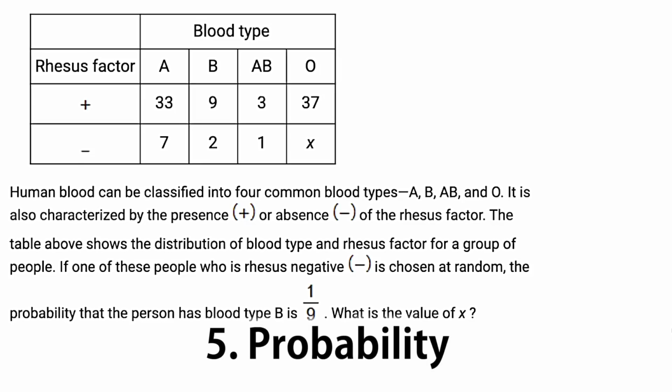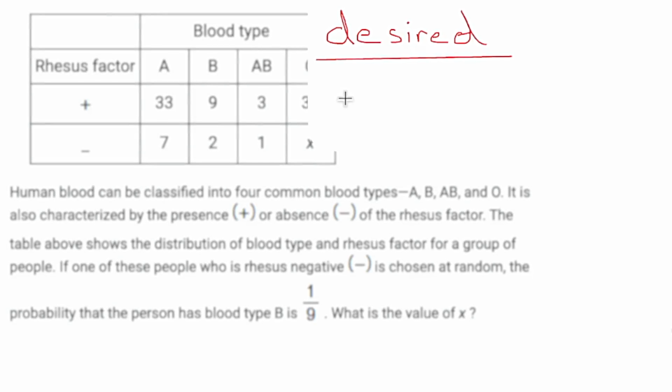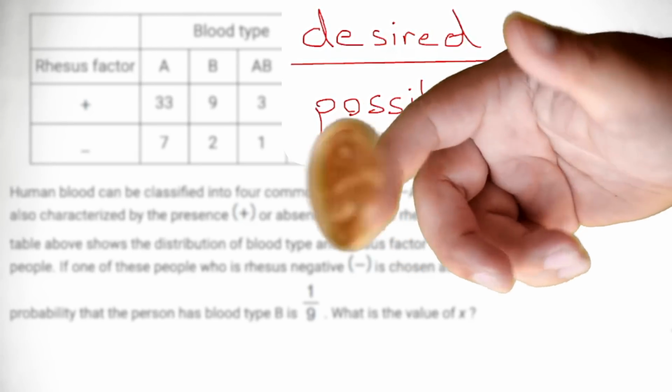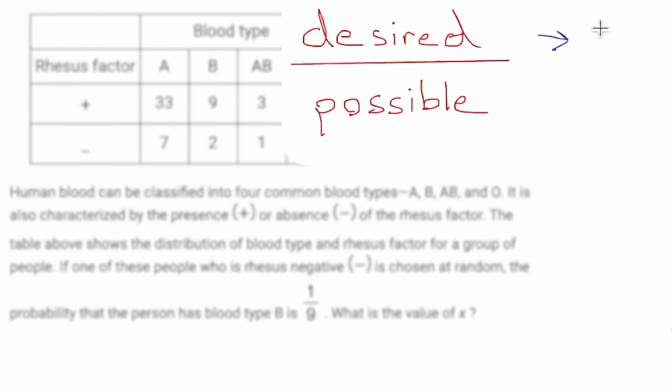Next up, we've got probability questions. And for these guys, we really want to just think about what does probability look like on the SAT. We're always going to have some sort of desired outcome divided by the possible outcomes. Let me give you an example here. Let's say I wanted to know if I flip a coin, what is the probability that I will land on heads? So there's only one head. My desired head is 1, but what's possible? There are 2 possible outcomes. There's heads and tails. So possible would be 2.